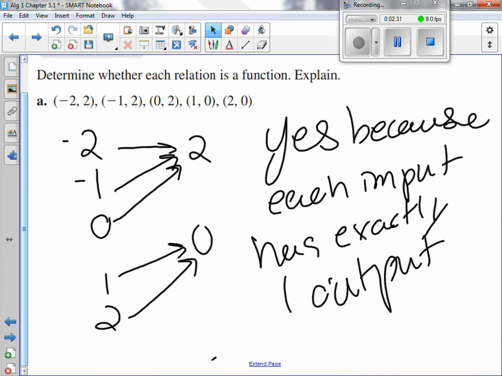So I was going to ask that on the homework. It's going to ask you to explain why it is or is not a function. Well, this one is because each input has exactly one output. And that's it. Questions on this here?